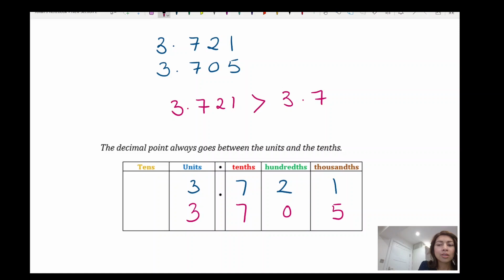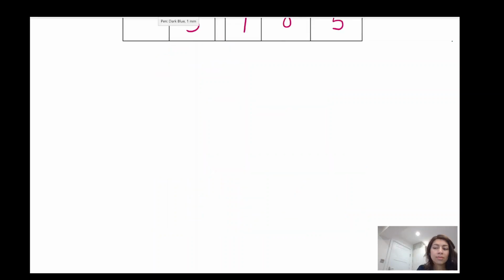Let's look at another example. Let's compare 5.6, 5.328 and 5.71. Let's compare these three numbers and put them in order from largest to smallest. Many people will make the mistake here of assuming that 5.328 is the larger number because it has more digits, but we all know this is not the case.